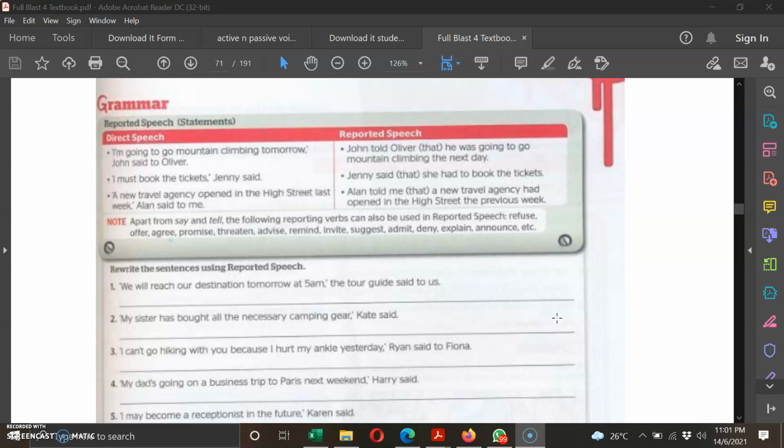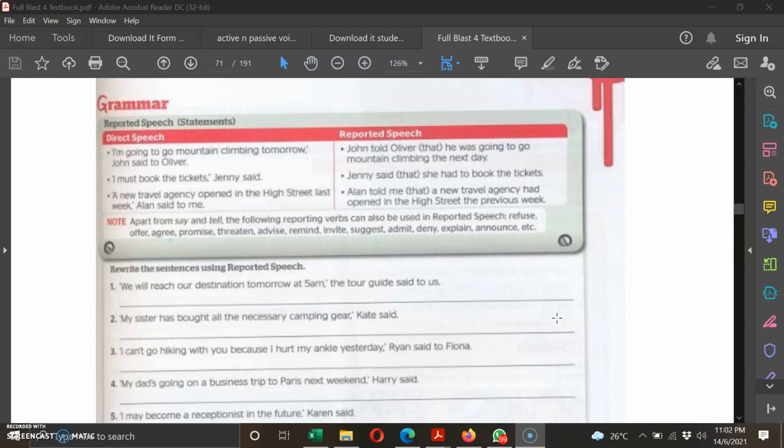Okay. Next one, example number 2. I must book the tickets, Jenny said. So the reported speech would be Jenny said that she had, you change must to had to book the tickets.